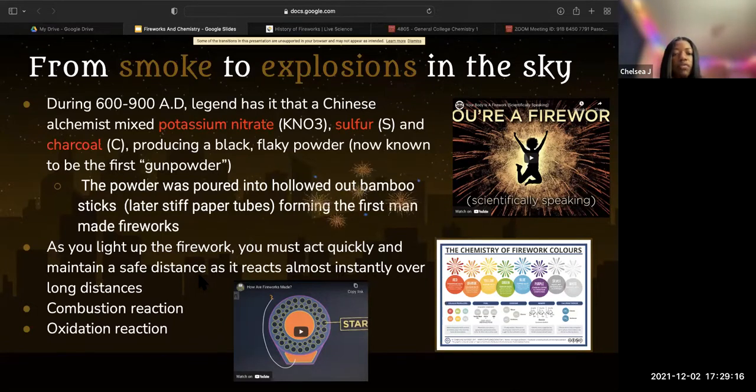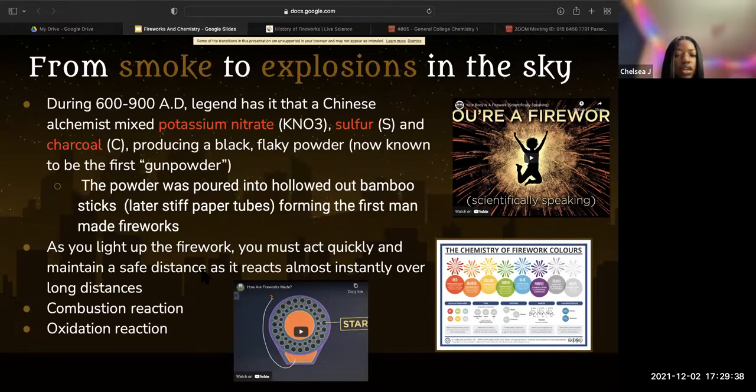As you light a firework, you must act quickly and maintain a safe distance as it reacts almost instantly over long distances, because fireworks can also be dangerous if you don't know how to use them. That's how people end up getting injured. That's why a lot of states and places ban people from getting homemade fireworks, because they end up getting injured.